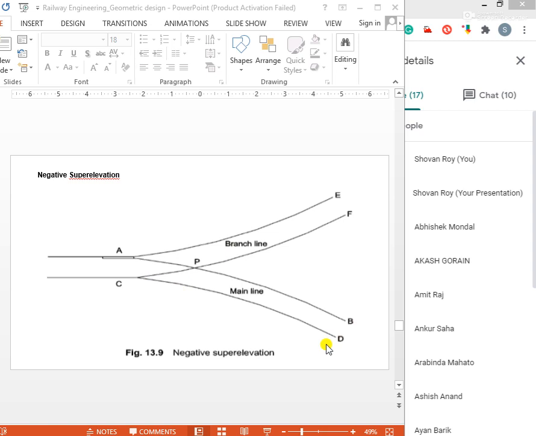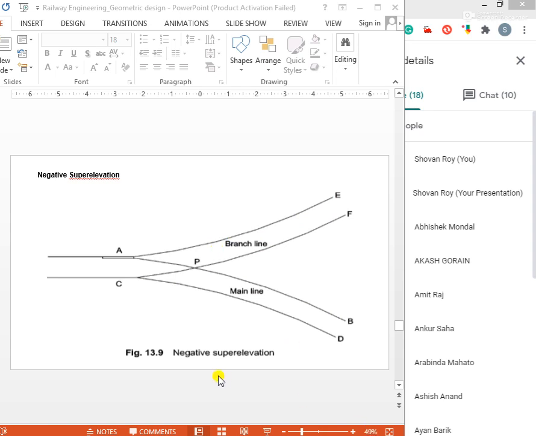Without super elevation, in normal condition we cannot handle the train journey, or we cannot provide comfort to the passengers, so it is better if we provide super elevation on the main line. Suppose A to B, one of the tracks of the main line, we should provide super elevation. But at the same time you can see one branch line is there, and in bookish language it is contraflexure, or opposite flexure turnout, present at the same position.